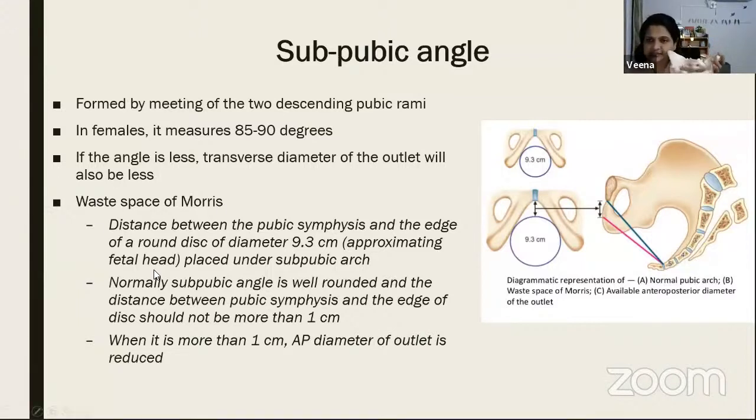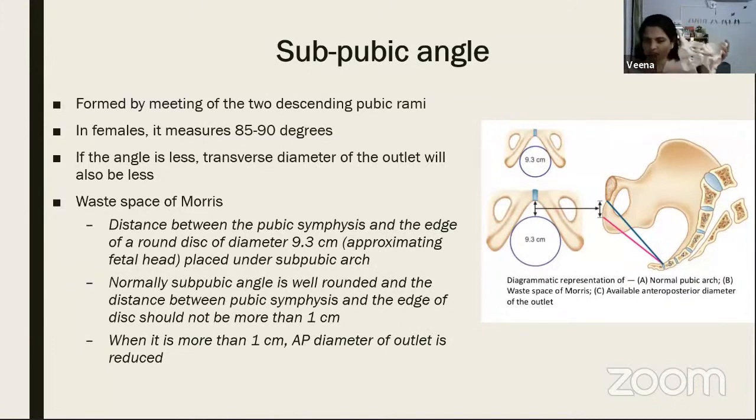But what's important is there is some entity called as waste space of Morris. Okay, can you see this image here? Okay, you keep a skull like this over here. You can see how much space is there between the. This is a very good subpubic angle. Okay, this is an artificial pelvis, so obviously it will be made appropriately. Okay, so you can see there is hardly any waste space between the subpubic angle and the fetal skull. Okay, but if this becomes narrow, okay, then what happens? Let's keep it like this or like this. Can you make out the difference now? See how much space is wasted over there.